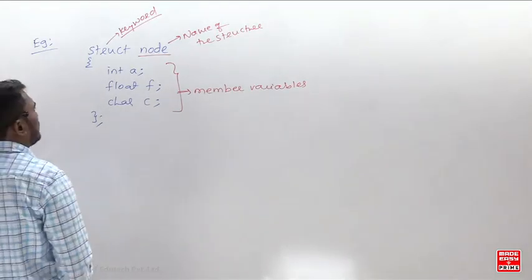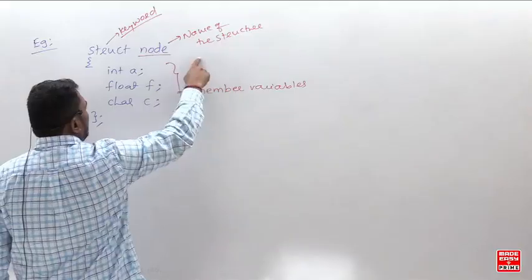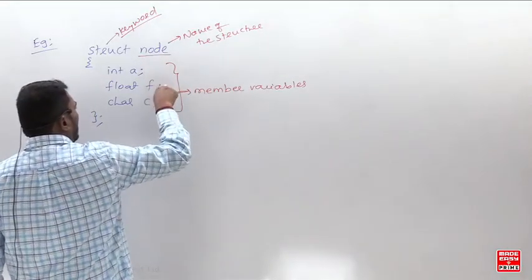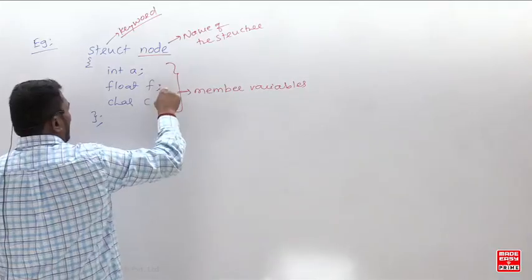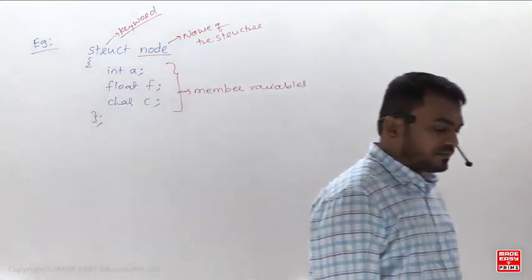So structure, node. Struct is what here? Keyword, and node is what here? Name of the structure, and these three are what? Member variables. So integer a, float f, and character c, and these three are what? Member variables. Is that clear for everyone?